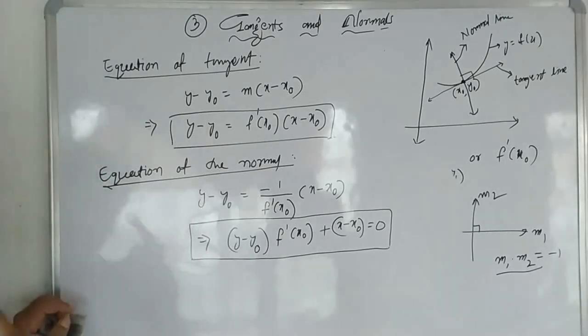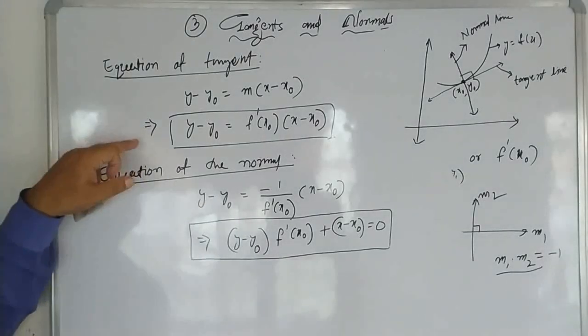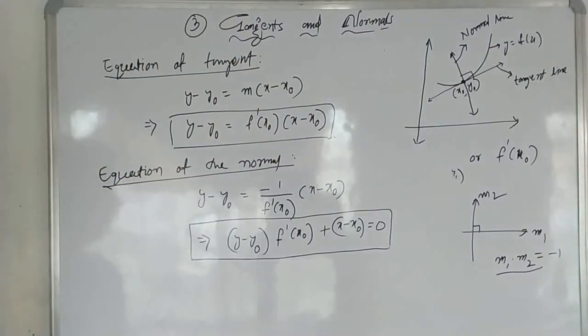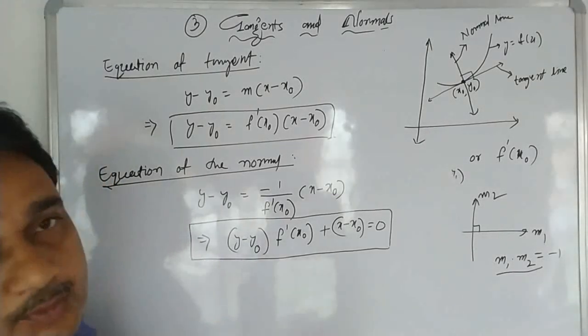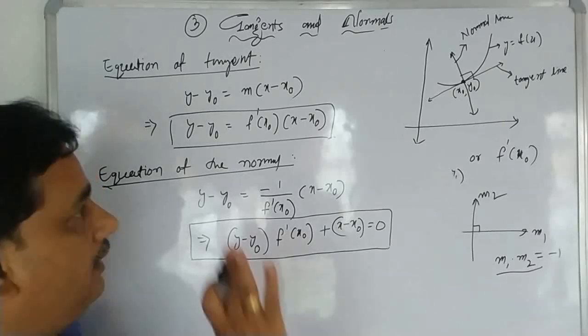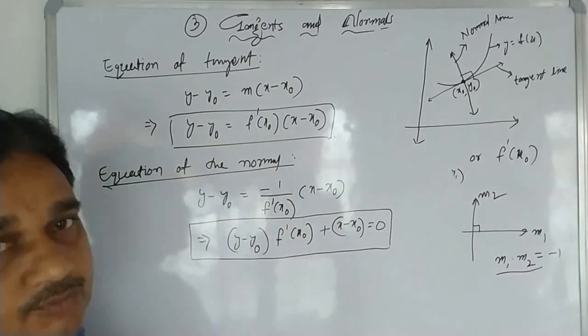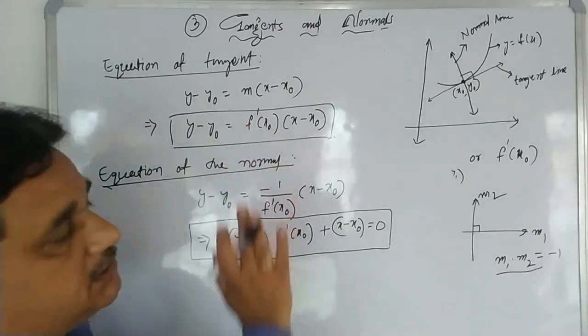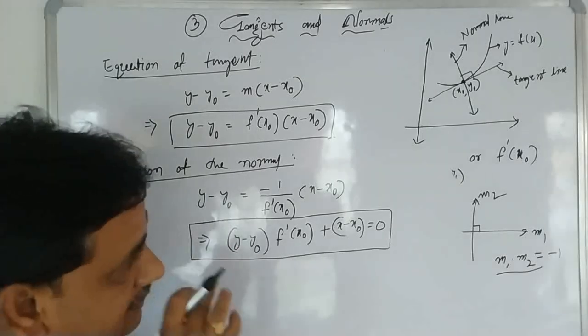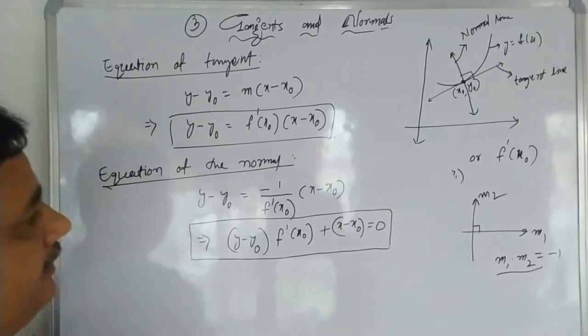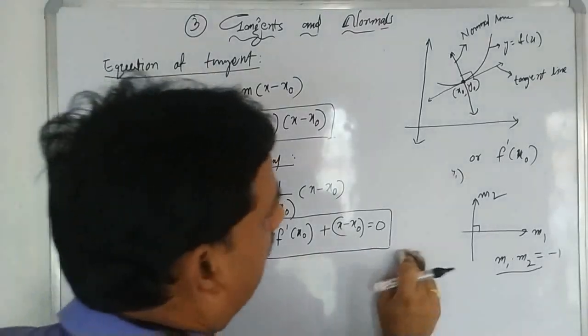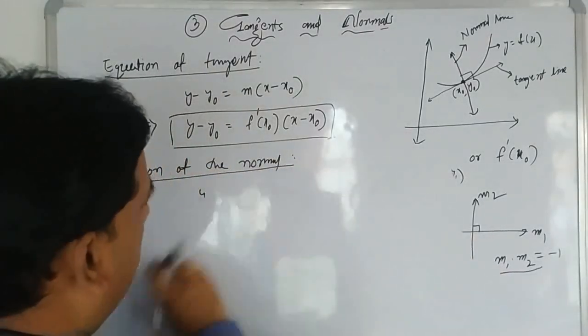So this is the equation of tangent and equation of normal. So you have four things: slope of tangent, slope of normal, equation of tangent, and equation of normal. Just based upon these four concepts, we have to solve the problems. Let us discuss some properties.